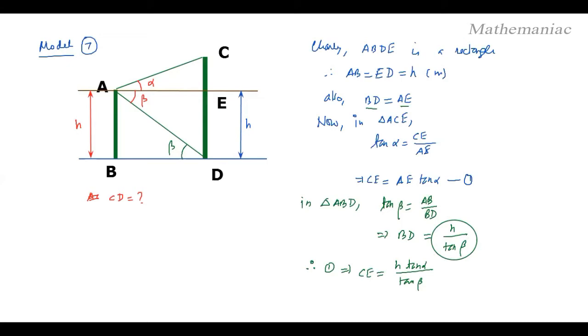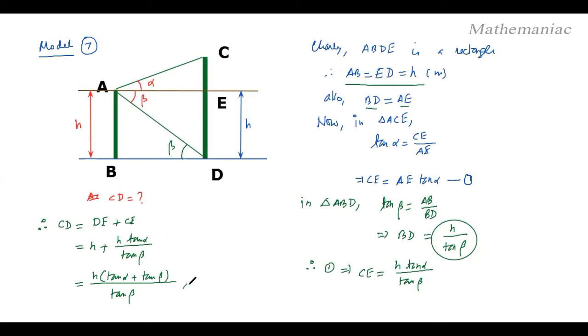So now only one more small part is there. That is now find the actual height. Therefore, CD is the height of the other building. That will be what? DE plus CE. DE is H, already you got to know at the beginning only. And now this you got as H tan alpha divided by tan beta. So now H you can take common, and here it will be tan alpha plus tan beta over tan beta. That's it. That's the problem.